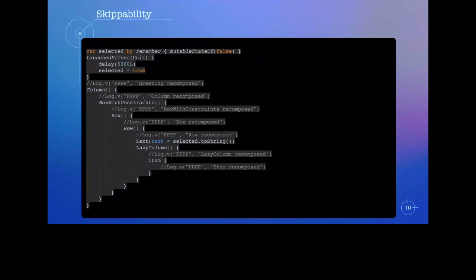Two, and this one is kind of self-explanatory, I think, it must not depend on any of the changed data that triggered the recomposition. So in this case, the text composable depends on selected. That's never getting skipped, obviously, in this case, because it actually depends on the data that changed. And three, is that the composable must not depend on any other data or any other parameters that are inferred to be unstable.